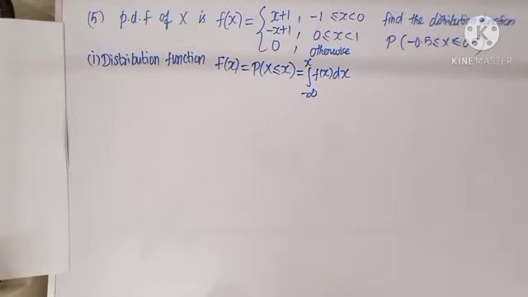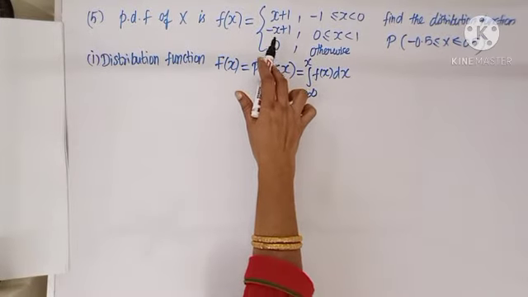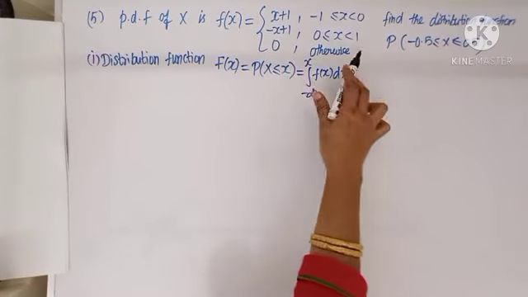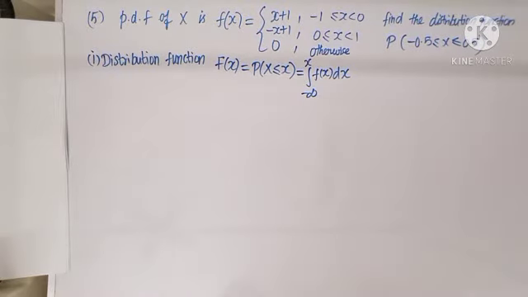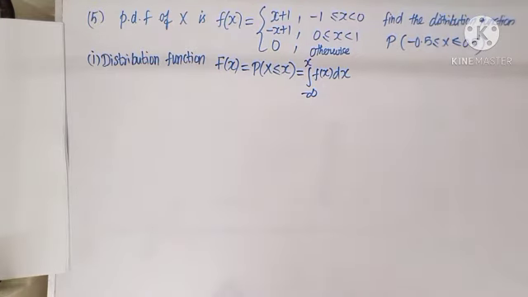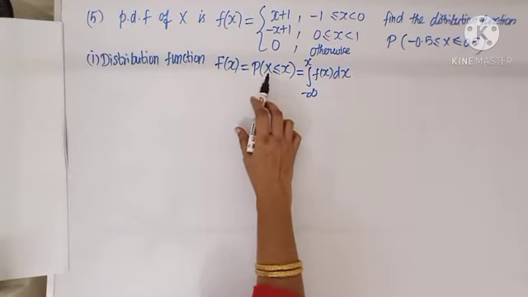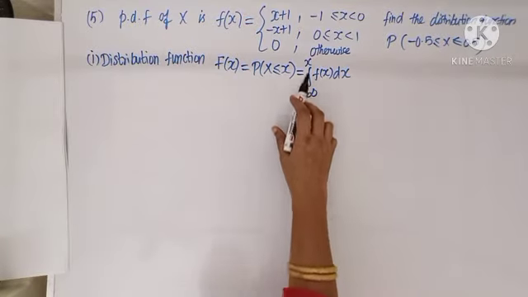Question number 5. PDF of x is f of x equals x plus 1 for x between minus 1 and 0, minus x plus 1 for x between 0 and 1, and 0 otherwise. Find the distribution function and P of minus 0.5 to 0.5. Distribution function, we denote capital F of x and the formula is P of x less than or equal to x. We read it as integral minus infinity to x f of x dx.